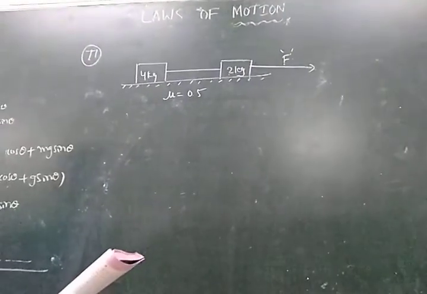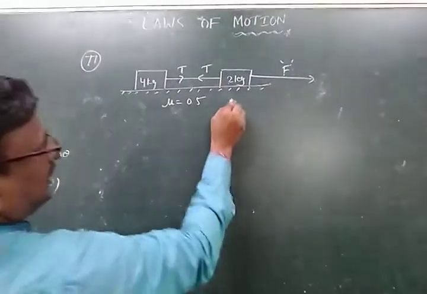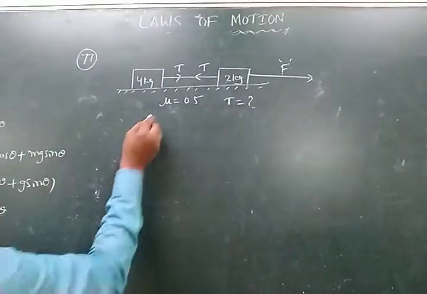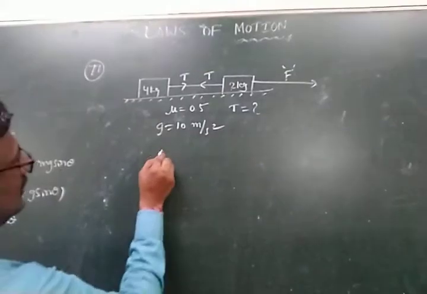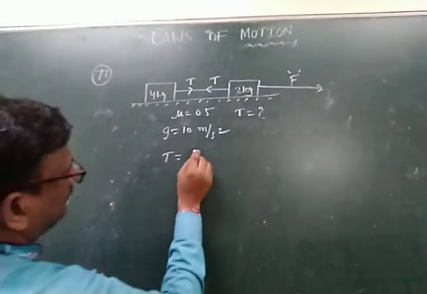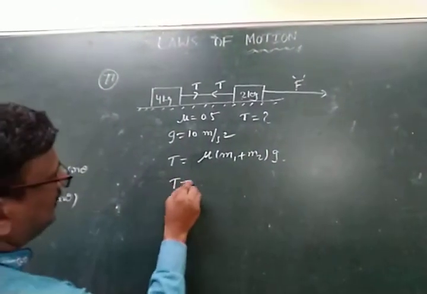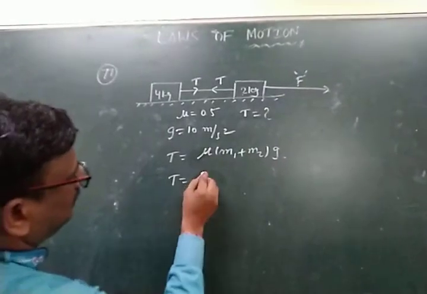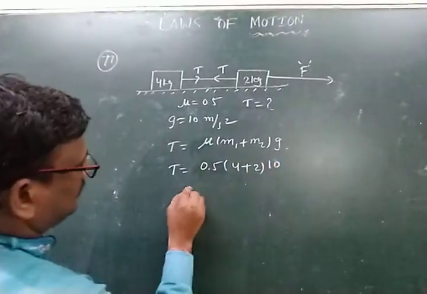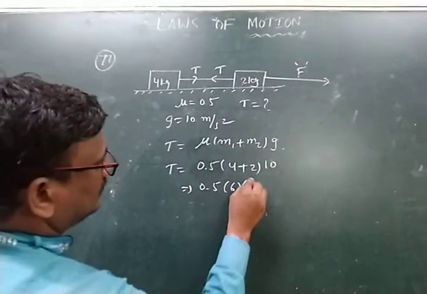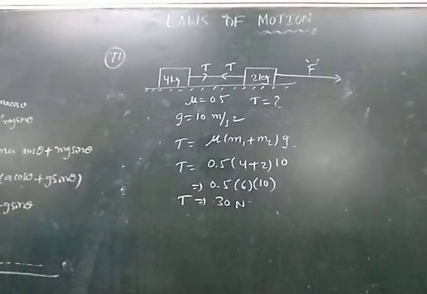The tension in the string throughout. Here we can find the tension in the string. g is given as 10 meter per second square. The tension in the string is T equal to mu into M1 plus M2 into g. Here mu is 0.5, and M1 plus M2 is 4 plus 2, into 10. That is equal to 0.5 into 6 into 10, which is equal to 30 newtons. Next, question number 80.